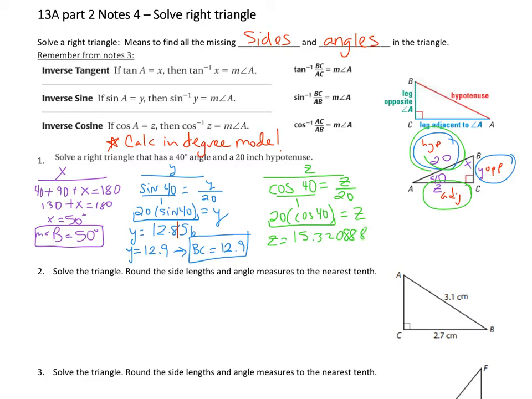15.320888. We got to stop it after the 3. So because it's a 2, it's going to stay a 3. So my Z is going to stay 15.3. And my Z is really side AC. So AC is equal to 15.3.